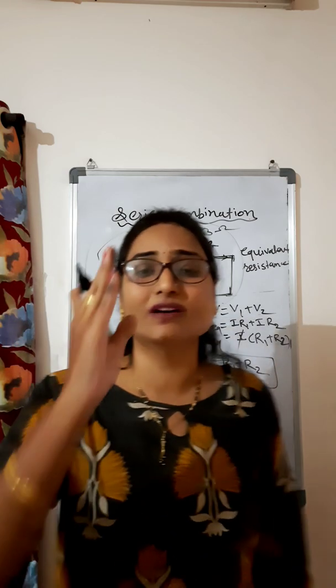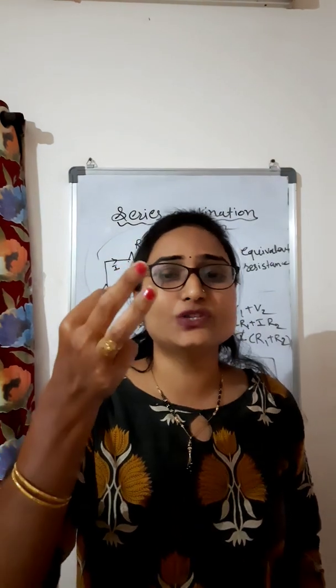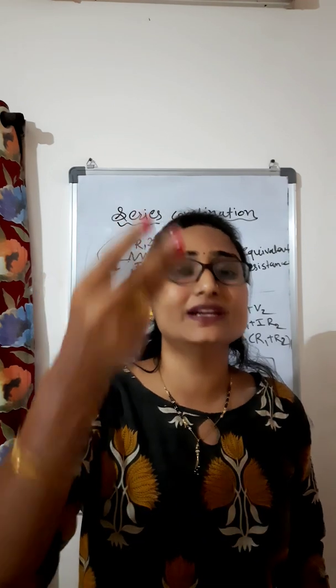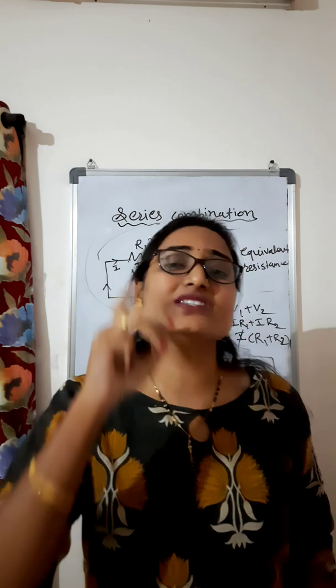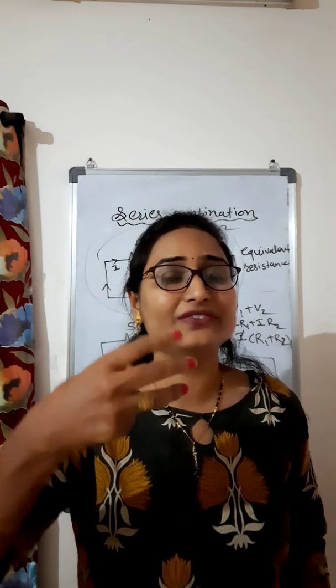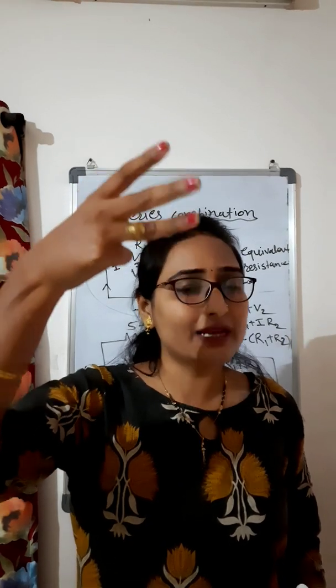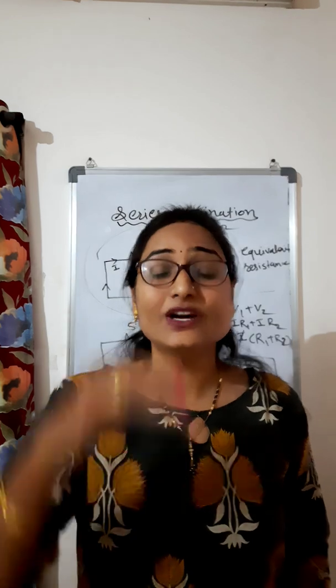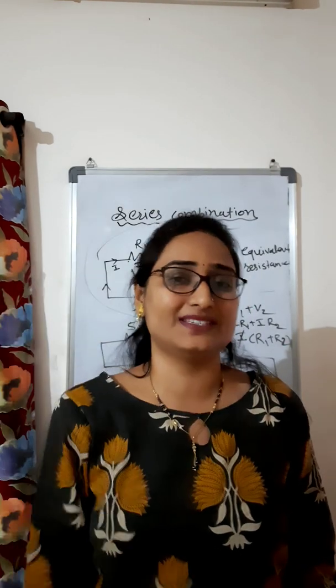Suppose I have 3 resistances connected in series. Suppose one is of 1 ohm, one is of 2 ohm, one is of 3 ohm. And I am saying that instead of these 3, I will keep only one resistance. So what will R equivalent be? 1 plus 2 plus 3. 1 plus 2 is 3, 3 plus 3 is 6. So you have to keep a 6 ohm resistance instead of these 3 resistances.